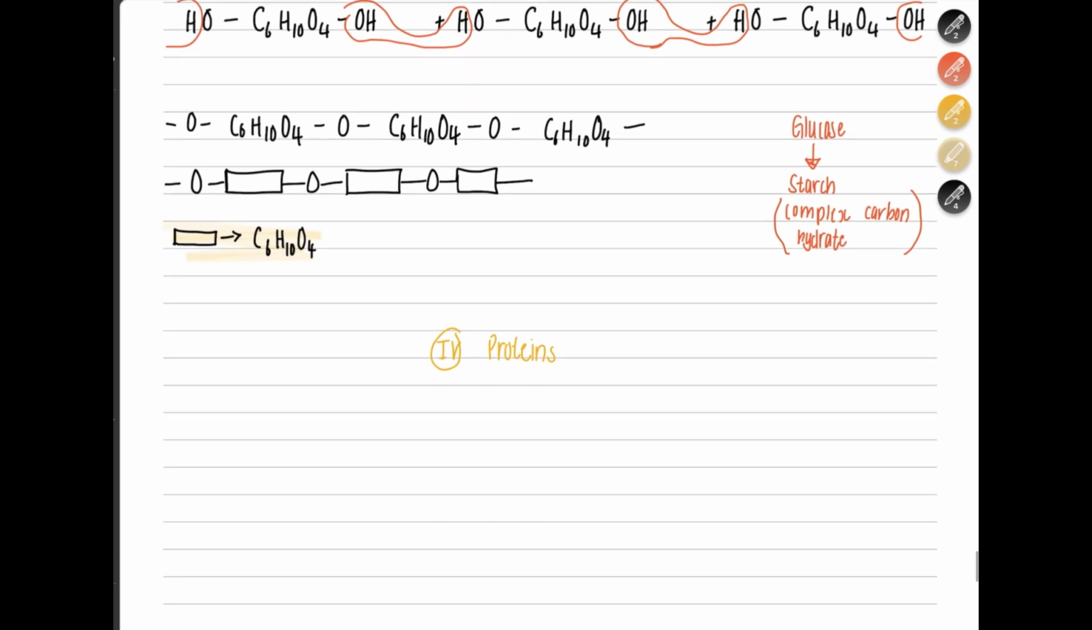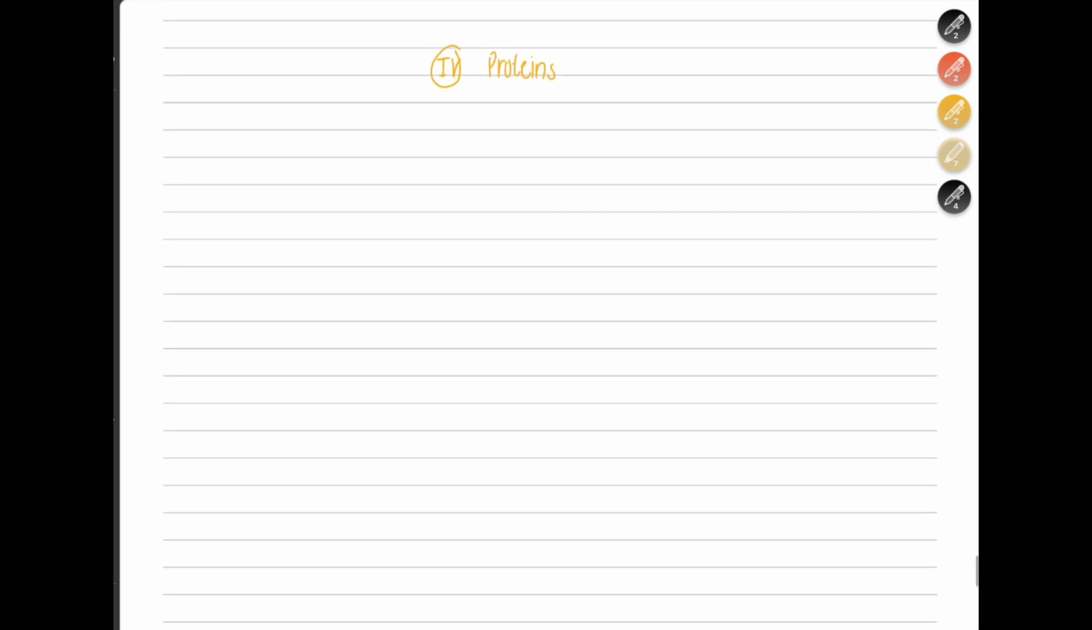Okay, moving on, another example is proteins. Now we all know proteins are made up of amino acids. Different combinations of different amino acids form different proteins, and there are approximately 20 amino acids. You don't need to know all of them, but you need to know the general formula for proteins. One example, one amino acid, is called glycine.